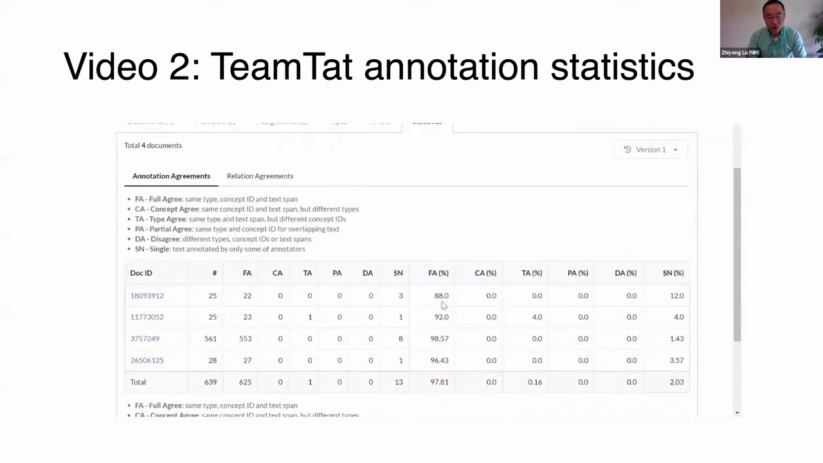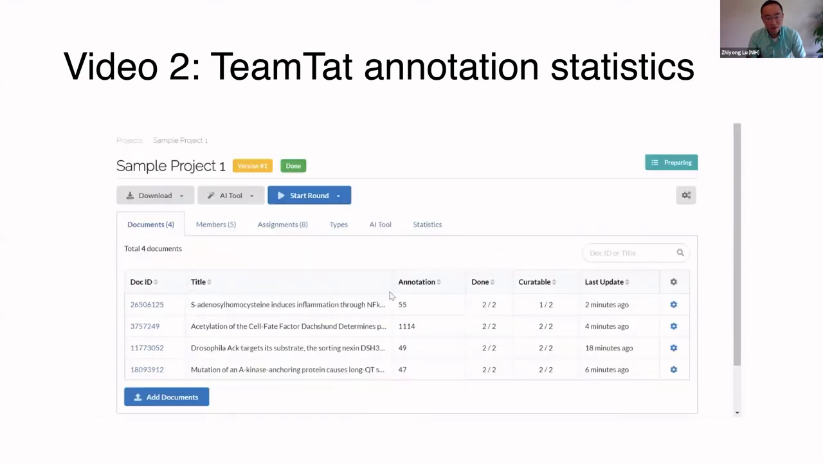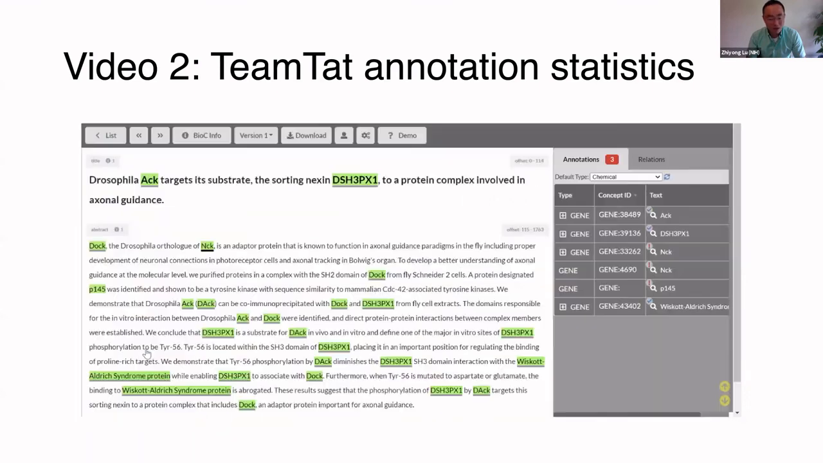And here we mainly show you two things. One is called full agreement. Full agreement is for concept annotation, where we require both the text span and the concept ID to be fully agreed by two annotators. You can see here that for these four articles, we have between 80% to 98% agreement. And then we also have single annotations, which are annotations made by one person. You can see that a single-digit percentage of the annotations are made by just one annotator. Then we can look at details about these differences and agreed annotations.